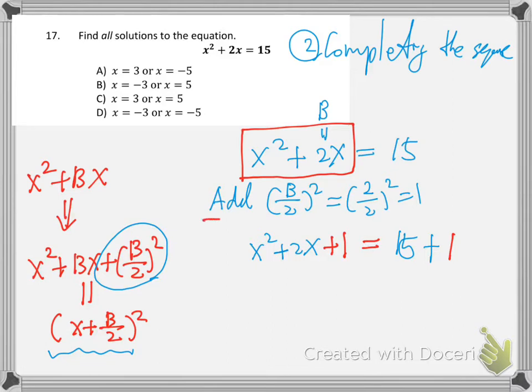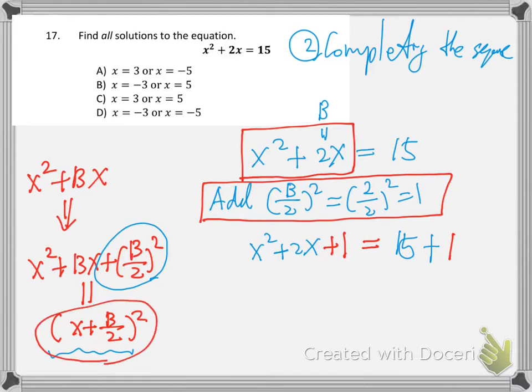Okay, so we add this constant. We add this number, B over 2 squared. So after you add this number, what do you get? X plus B over 2 squared. So this is x plus B over 2, which is 2 over 2, so it's 1. So this is x plus 1 squared is 16. So what's the next step? So this is step 1.